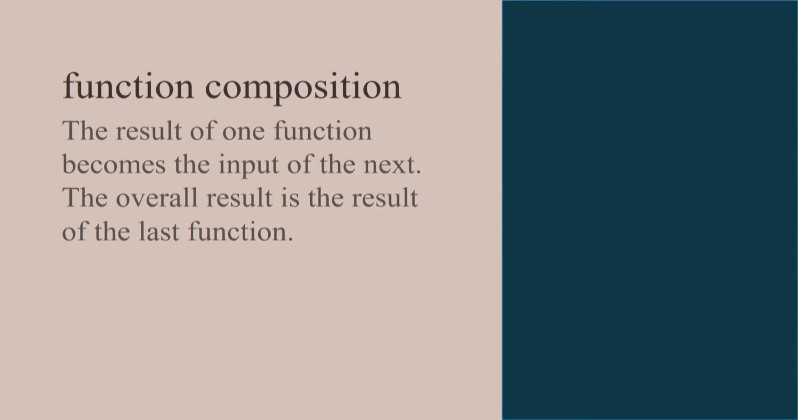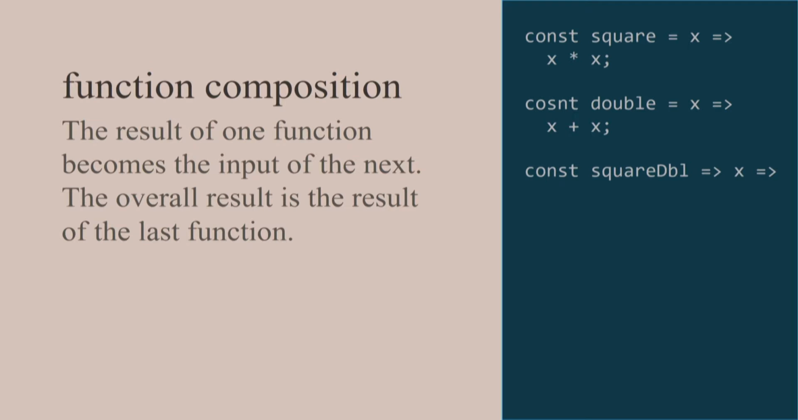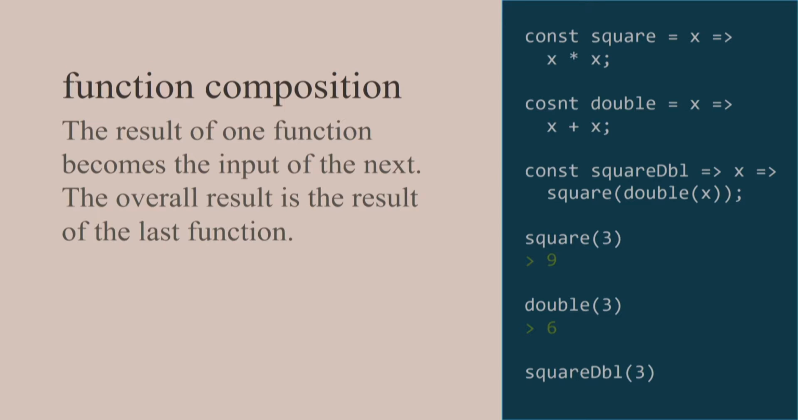So just as an example, if we've got a function called square, which is just going to square whatever number you gave it, and we've got a function called double, which is going to double whatever number you pass into it, we could create a composed function of the two called square double. So we call double first, and on the result of double we call square, and we return that as the result of this function. So if we called square of 3, we'd get 9. If we called double of 3, we'd get 6. And if my maths is correct, if we called square of the double of 3, we'd get 36.